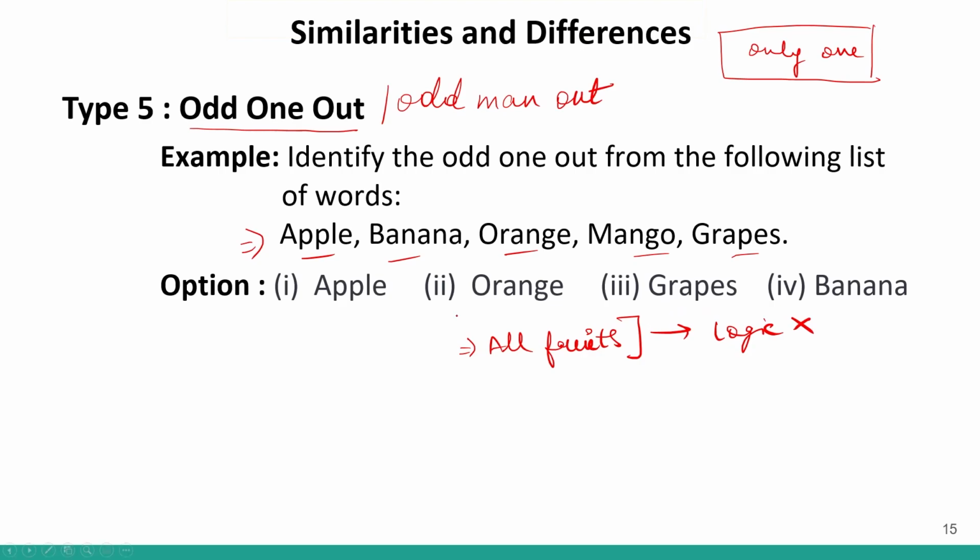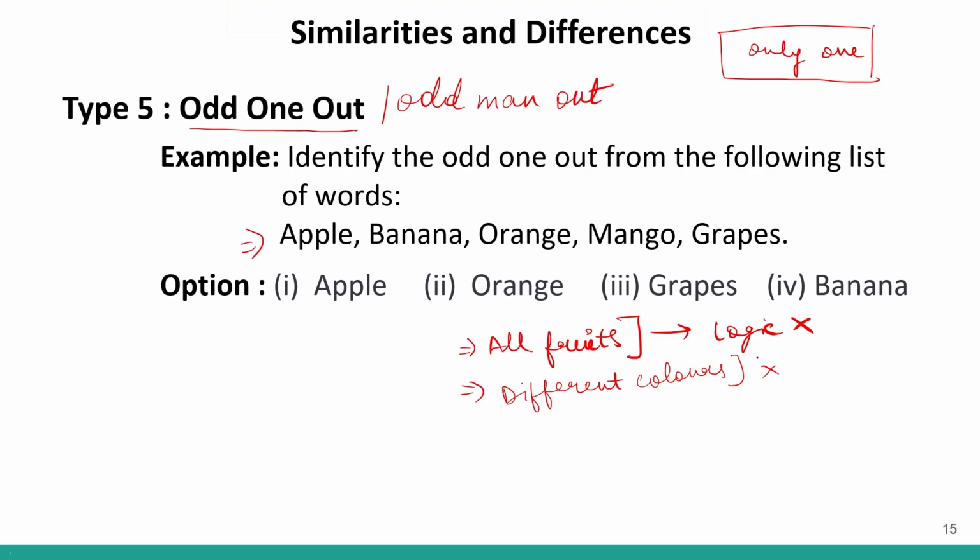Now let us look at some other logic. So let's look at the colors. Apple is red. Banana is yellow. Orange is orange. Mango is yellow. Grapes are green. Again, I cannot find a logic. All of these have different colors. Okay, there are two yellows, but everything else also has a different color. So this logic is also not used. So I can negate this logic also.